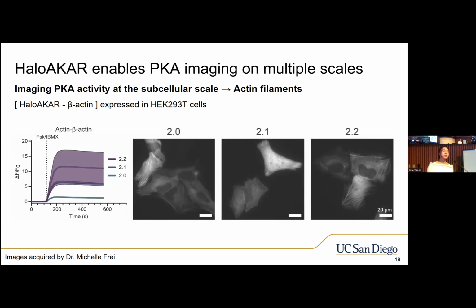And next, we wanted to see if we could image PKA activity at specific subcellular locations. So to do this, we tagged our biosensors with localization sequences for the locations of our choice. So here I'm showing the sensor targeted to beta-actin, and we observed that the sensors still reported changes to PKA activity, largely following similar dynamic range and basal brightness trends among the different linker variants that I mentioned earlier.